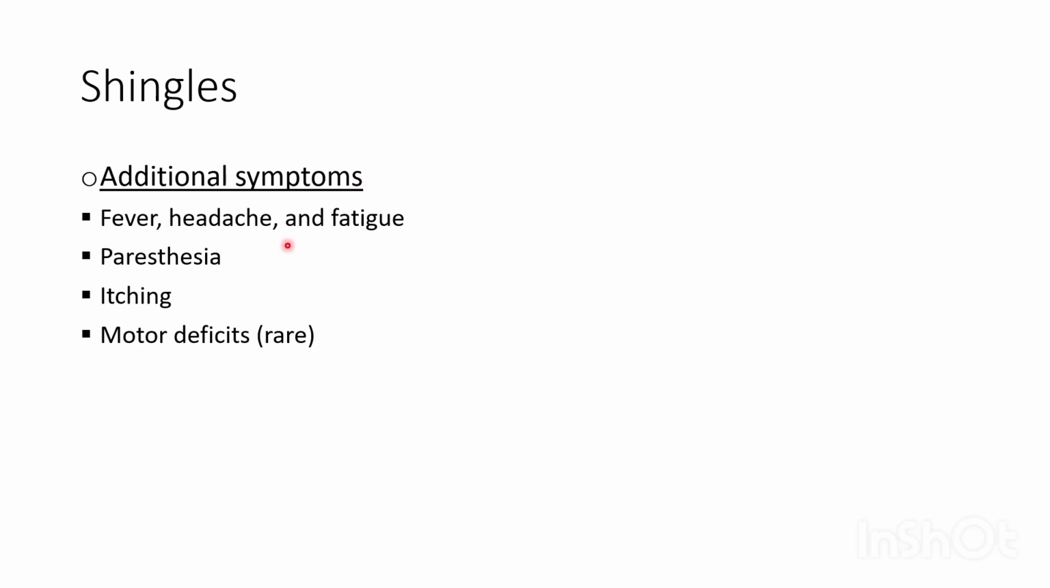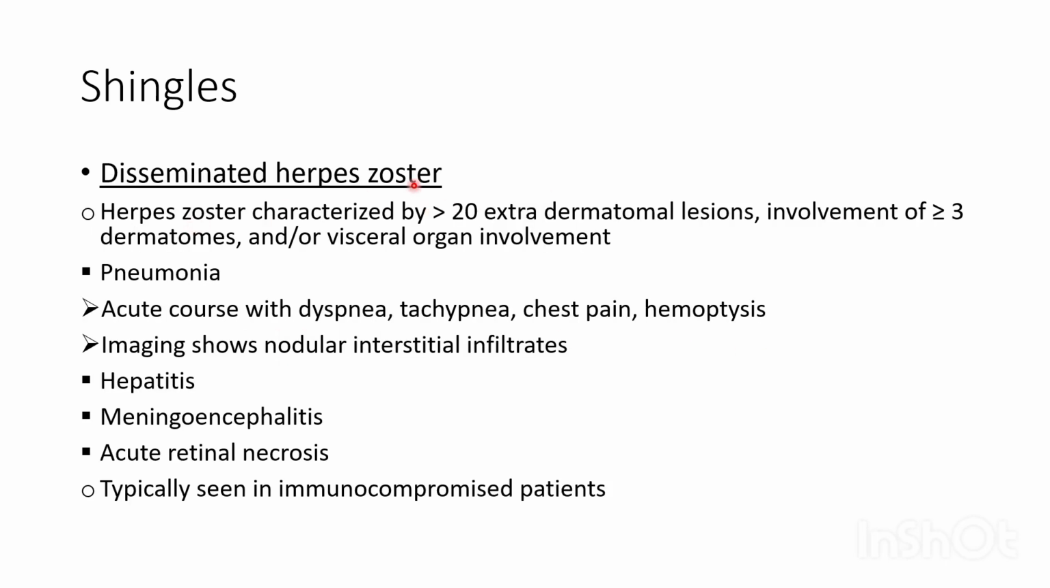Additional symptoms: fever, headache and fatigue, paresthesia, itching, motor deficits. Disseminated herpes zoster is characterized by more than 20 extradermatomal lesions, involvement of more than 3 dermatomes and/or visceral organ involvement: pneumonia, acute course with dyspnea, tachypnea, chest pain, hemoptysis. Imaging shows nodular interstitial infiltrates. Also hepatitis, meningoencephalitis, acute retinal necrosis. Typically, disseminated herpes zoster is seen in immunocompromised patients.